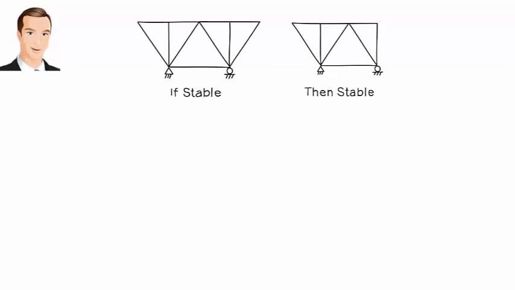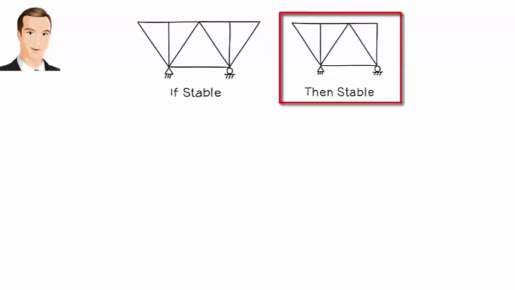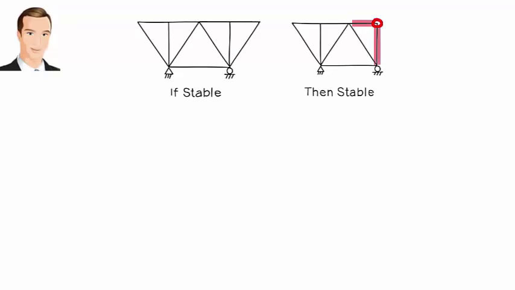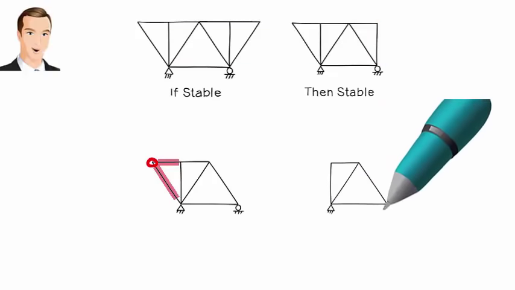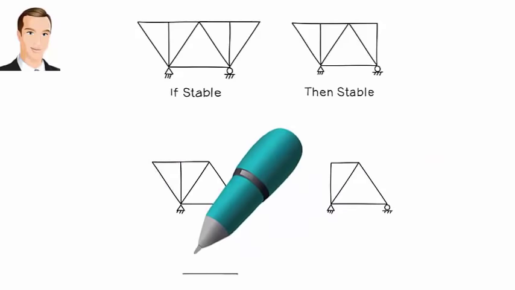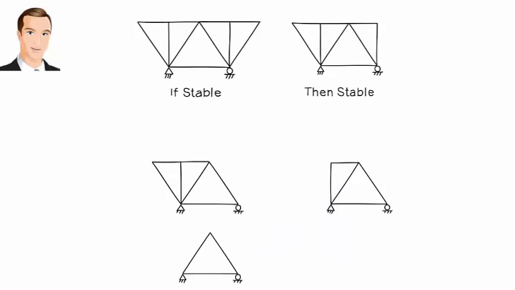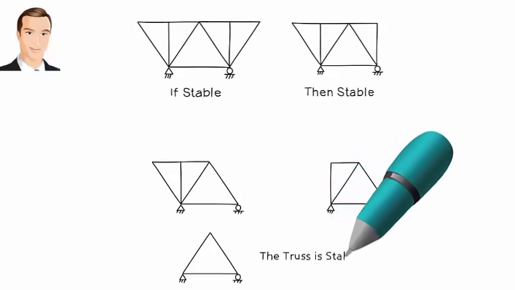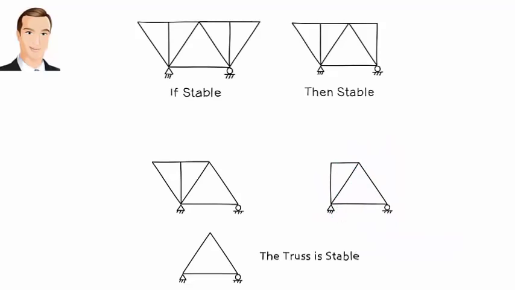Let's continue this reduction process. If this is stable, then this configuration must also be stable. This configuration must also be stable. And so should this one. By reducing the truss this way, we eventually arrive at a configuration that might make it easier to deduce the system's stability. Here, we arrive at this simple stable configuration. Here are a few exercise problems.